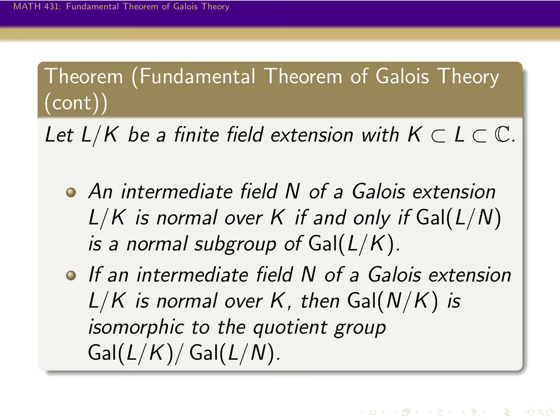And finally, if an intermediate field N of a Galois extension L over K is normal over K, then the Galois group of N over K is isomorphic to the quotient group of the Galois group of L over K modded out by the Galois group of L over N.